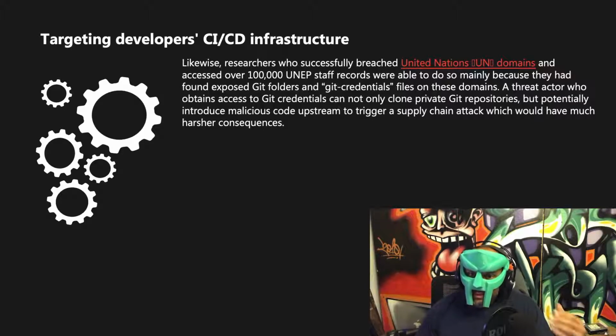Likewise, researchers who successfully breached United Nations domains and accessed over 100,000 United Nations staff records were able to do so mainly because they had found exposed Git folders and Git credentials files on these domains. A threat actor who obtains access to Git credentials can not only clone private Git repos, but potentially introduce malicious code upstream to trigger a supply chain attack, which would have much harsher consequences.